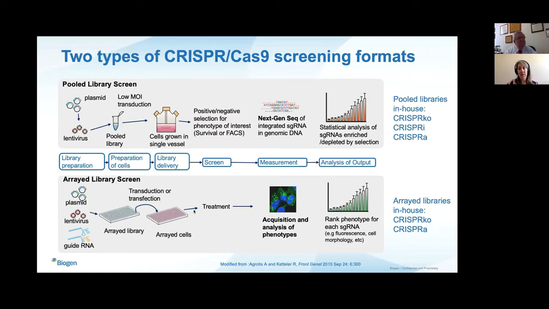The disadvantage of this sort of approach, of course, is that it's going to be more expensive. You have to buy these arrayed libraries, and in-house we have a knockout library and an activation library. And you also have to have the automation and the robotics and whatnot to be able to handle the larger amount of plates and complexity. We usually do a screen on about 50 plates, 5,384 row plates, which is a lot more complicated than growing your cells in a single vessel.